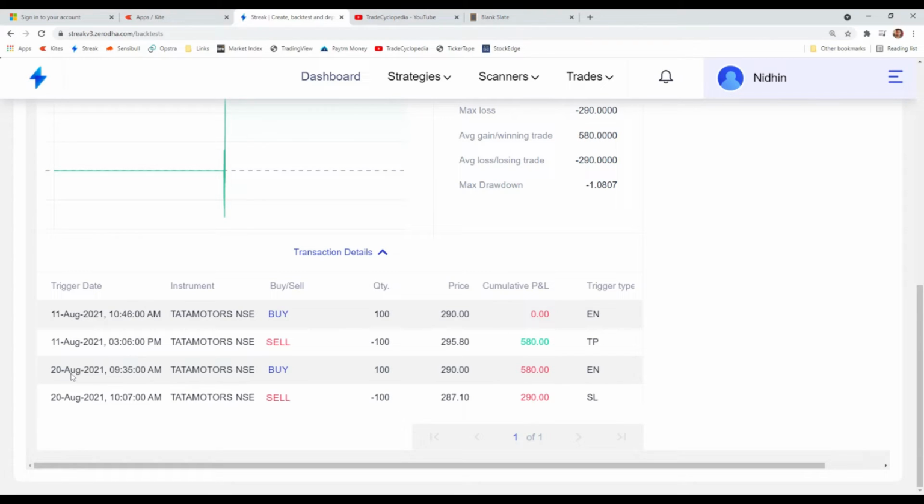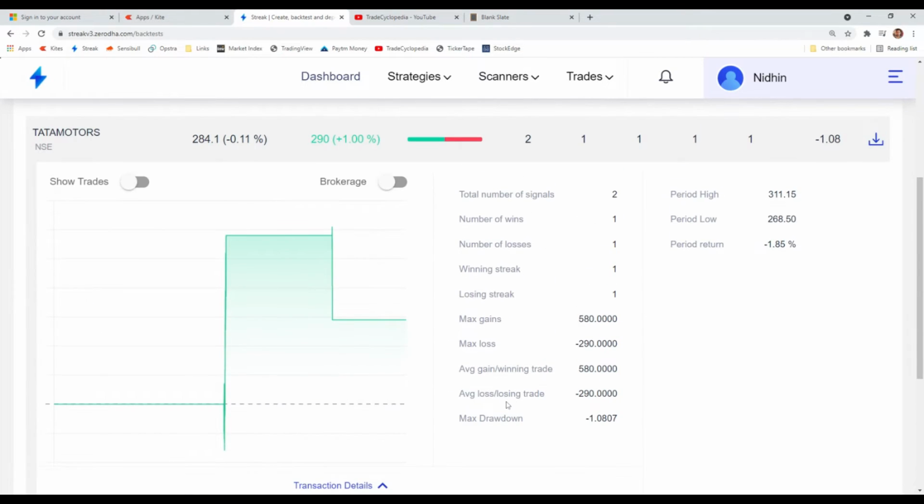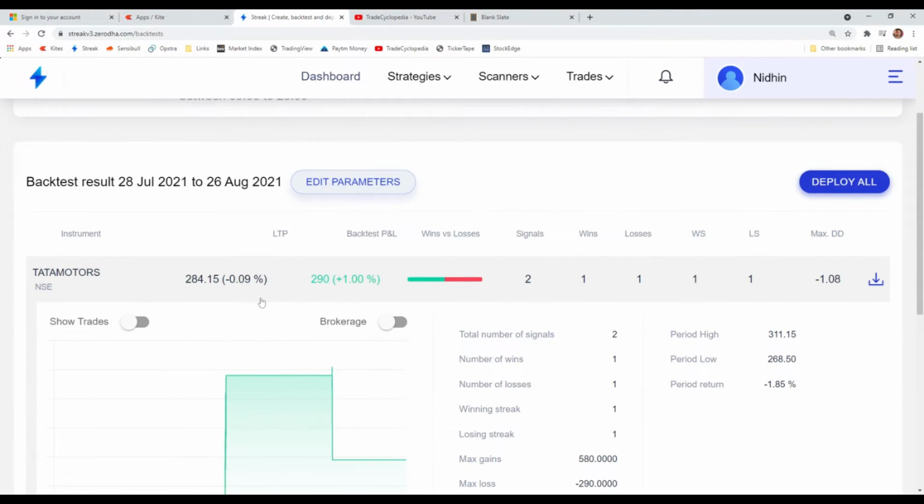But on 20 August also, you got an entry at 290, the same. But after taking an entry, you couldn't book 2% profit. Maybe it might not have hit that level. So the stock price reversed, and you had to book a loss of 1%. So the net profit and loss would be like this. And I have an option to exclude or include the brokerage. So if I'm selecting that one, the brokerage will be calculated. So including the brokerage, out of two trades, the total profit in the backtest is 228.